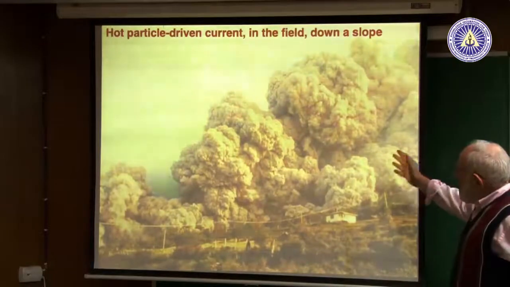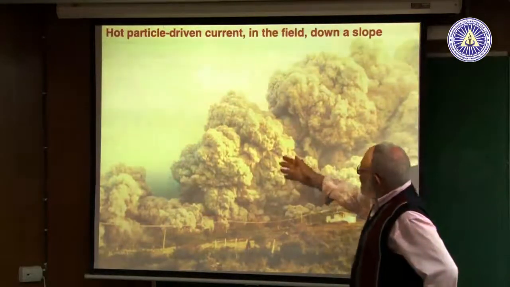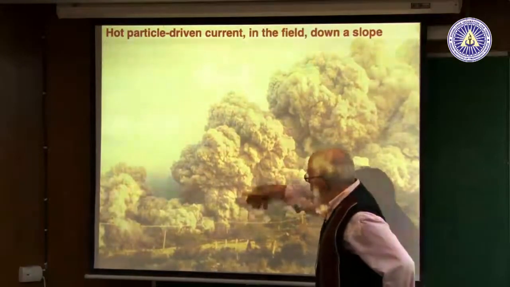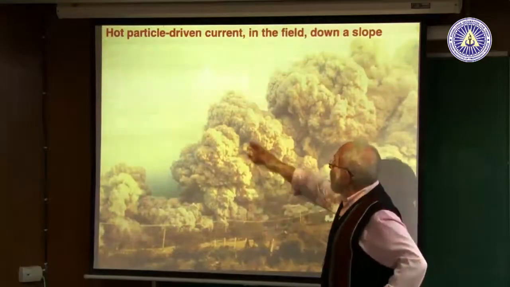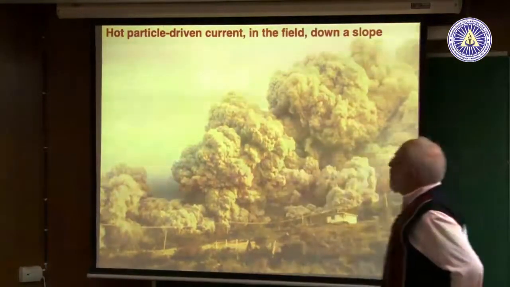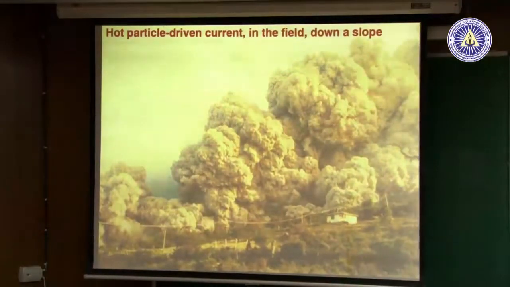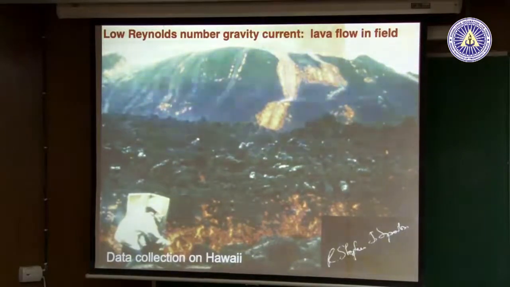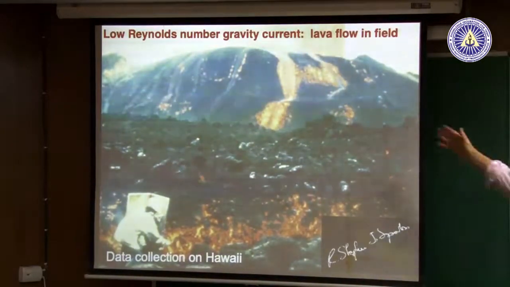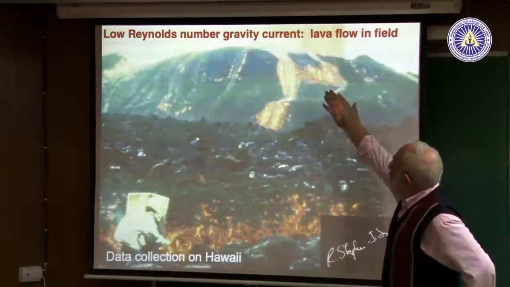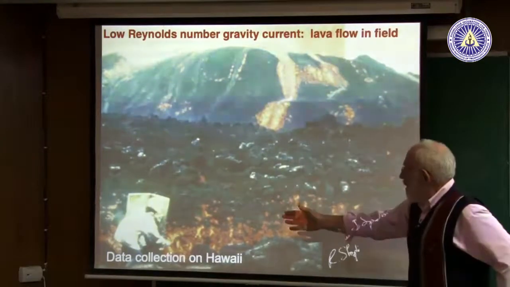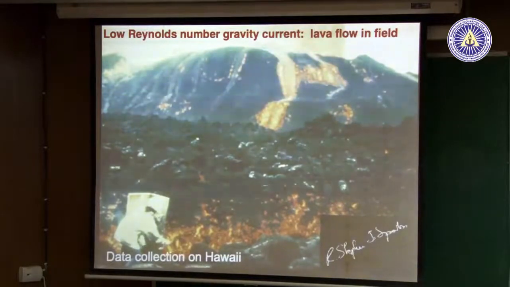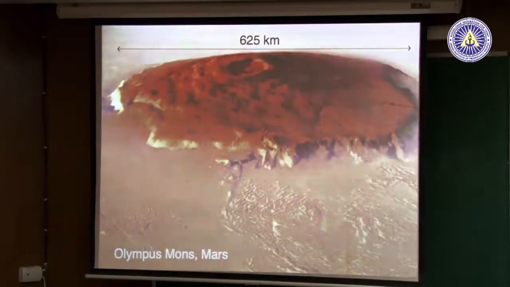This is now a hot particle-driven current in the field down a slope. I think this is in Montserrat, and you see that some of the current is actually rising because it's dropped some of the particles, and the hot fluid is taking some of the particles up with it. This is now a low Reynolds number gravity current. This is lava coming out in Hawaii, and I've mentioned this before, Steve Sparks measuring the viscosity.